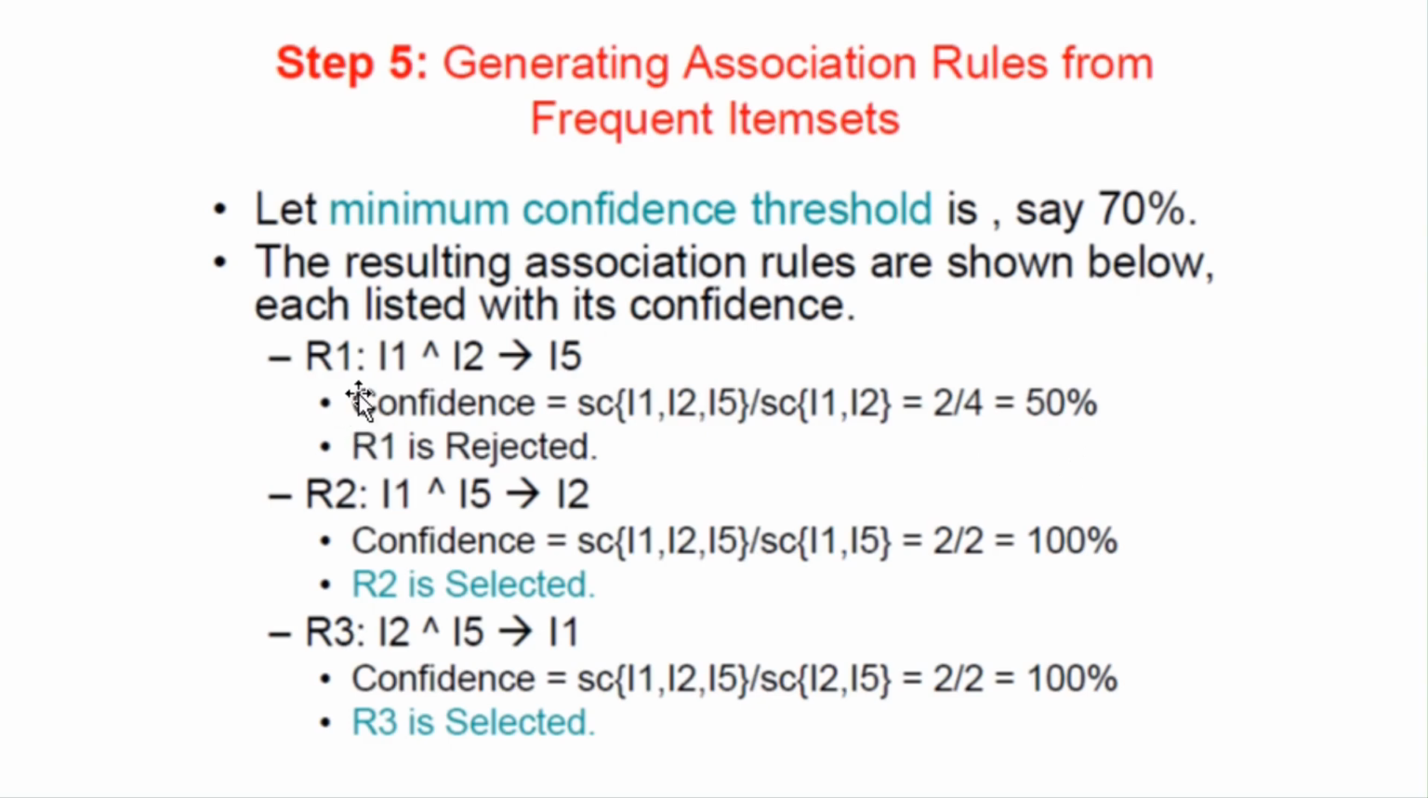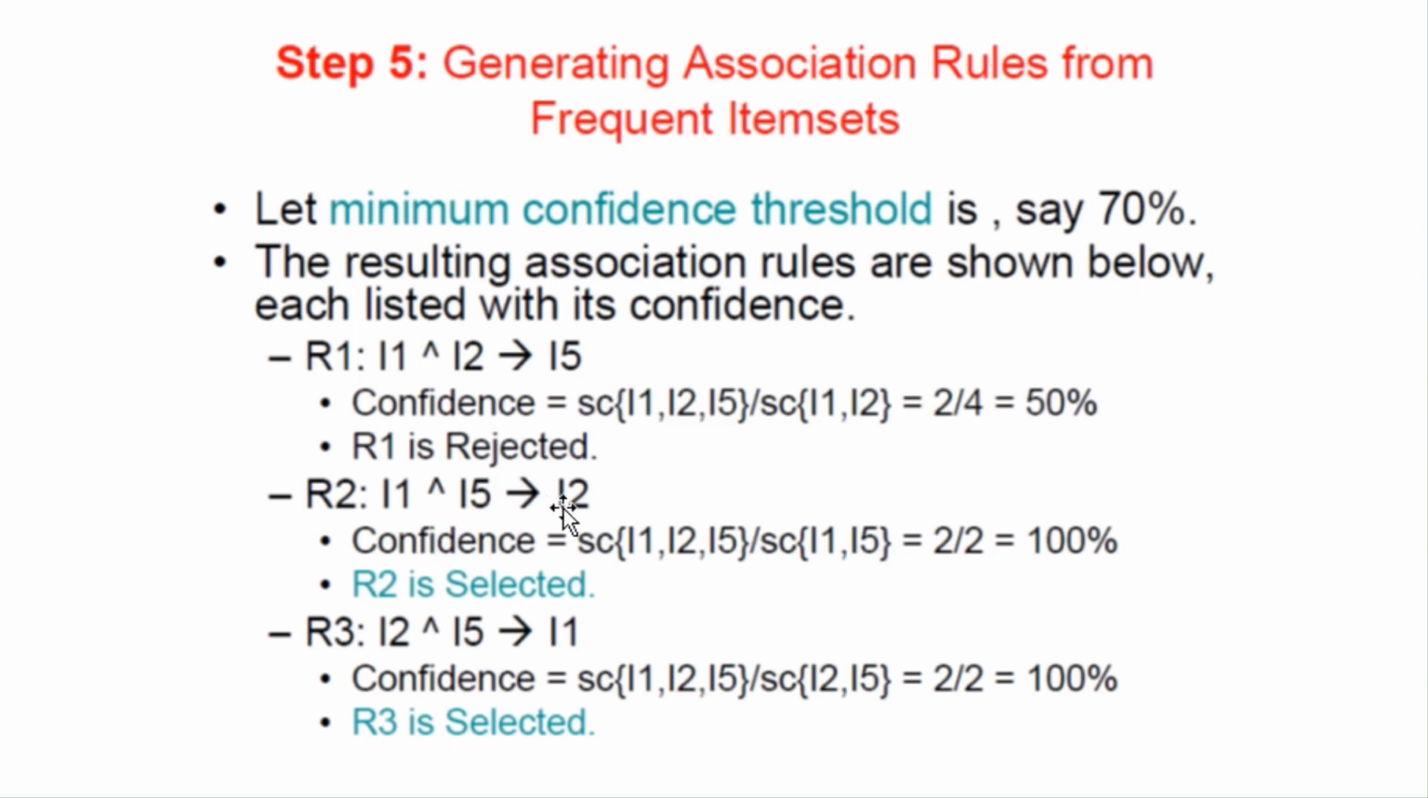So R1 is the item set I1 and I2 tends to give I5. It is saying that if we are going to buy I1 and I2, then we are also going to buy I5. Then its confidence has been calculated. It is the support of I1, I2, I5 by the support of I1, I2, which comes out as 2 by 4. This value has been calculated from the dataset that we have taken in the earlier slides. So it has come out to be 50%, which is less than the minimum confidence threshold. So it has been rejected.